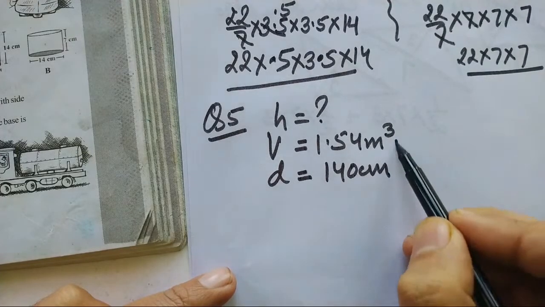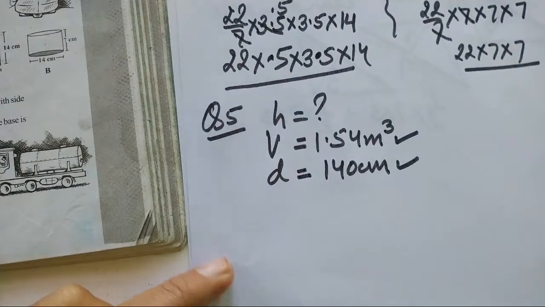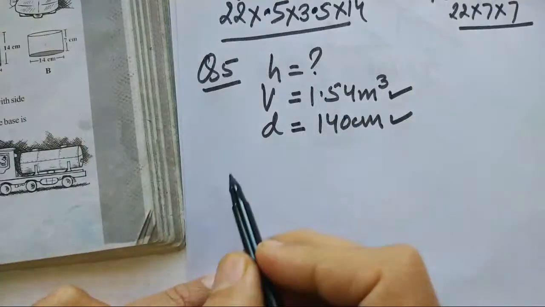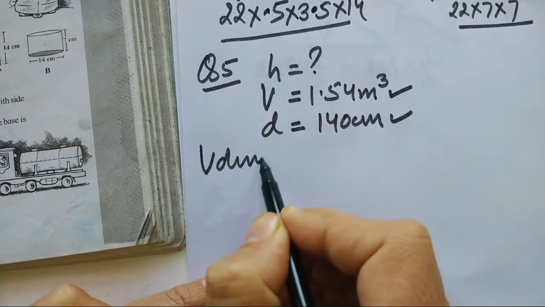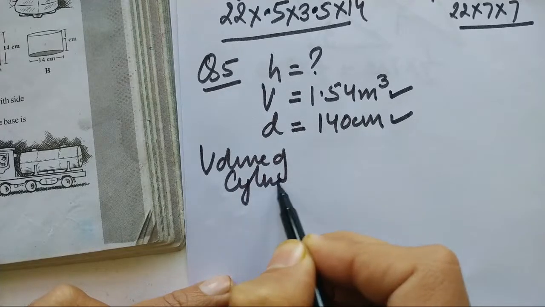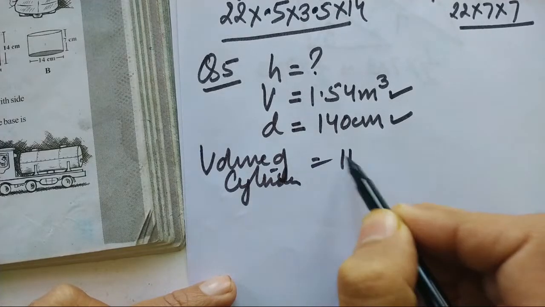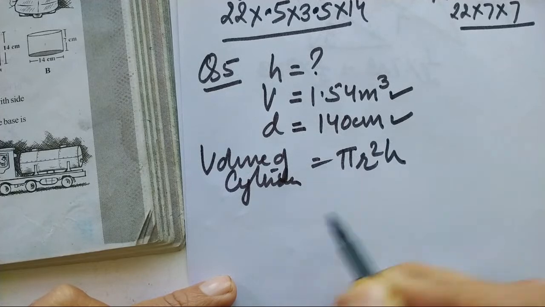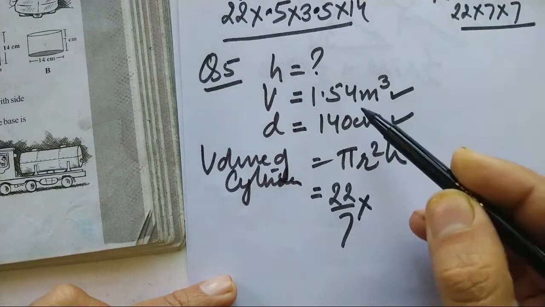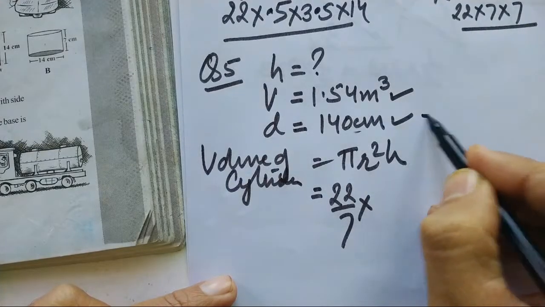Now this is an important fact: the volume is given in meters but the diameter is given in centimeters, and you have to find the height. So when you solve, you will use volume of cylinder is equal to pi r square h, and I will put this number. It will be r, which is not given.